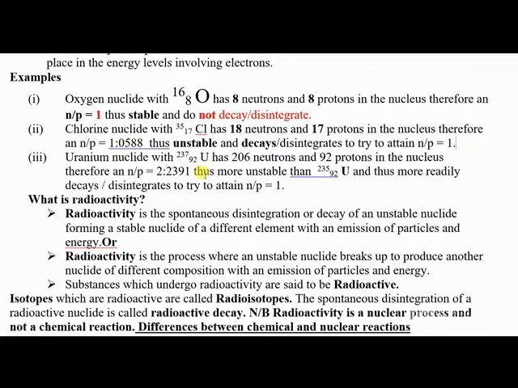So that's how you will know a nuclide which is stable or unstable by just simply calculating the ratio of neutrons divided by protons. If you get 1, that nuclide is stable.